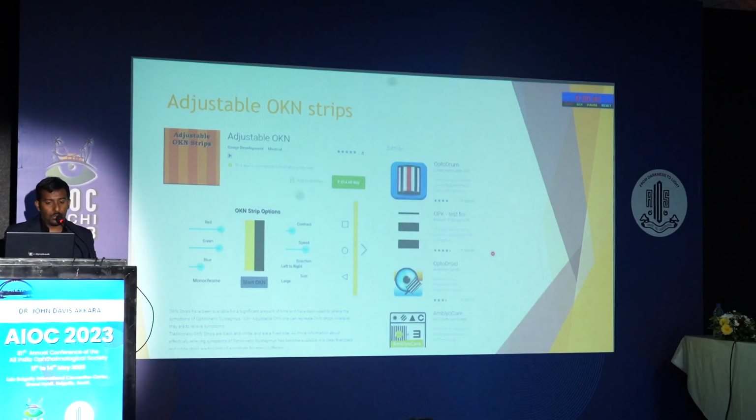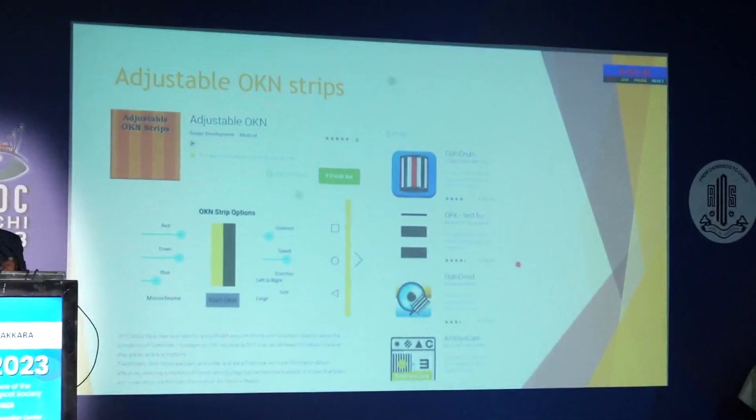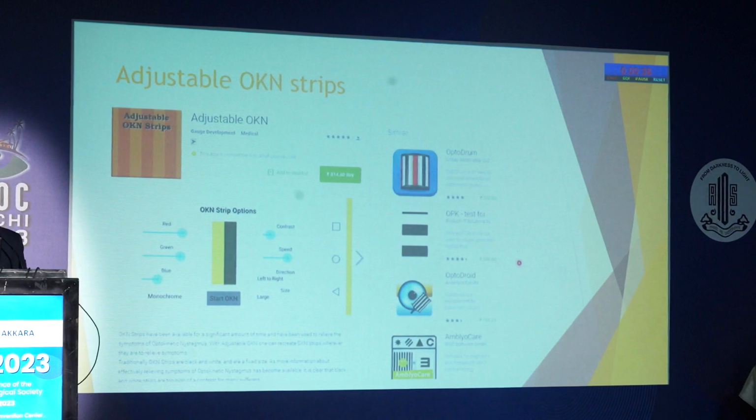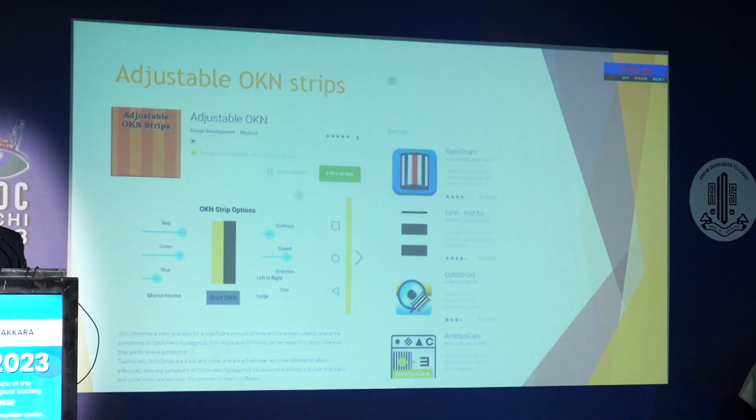Then OKN strips are already there in the iHandbook, but you can get a separate one with adjustable width and speeds.